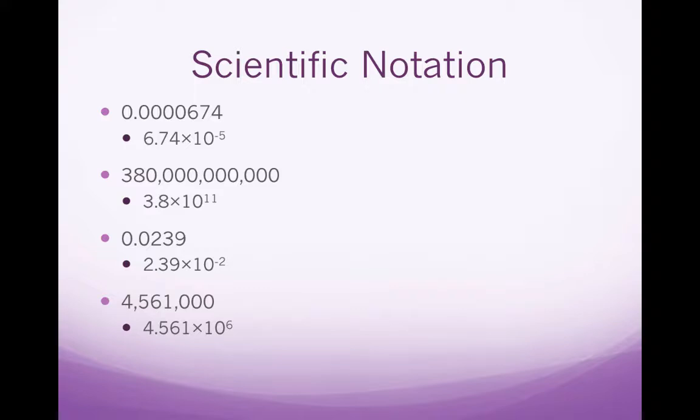In the next example, we have 0.0239. In scientific notation, that's 2.39 times 10 to the negative 2. In order to get a coefficient of 2.39, I had to move the decimal to the right 2 times. That's how I get 10 to the negative 2. Then in the final example, we have 4,561,000. In scientific notation, that's 4.561 times 10 to the 6th. In order to get the coefficient of 4.561, I had to move the decimal place 6 times to the left. That's how I get 10 to the 6th.